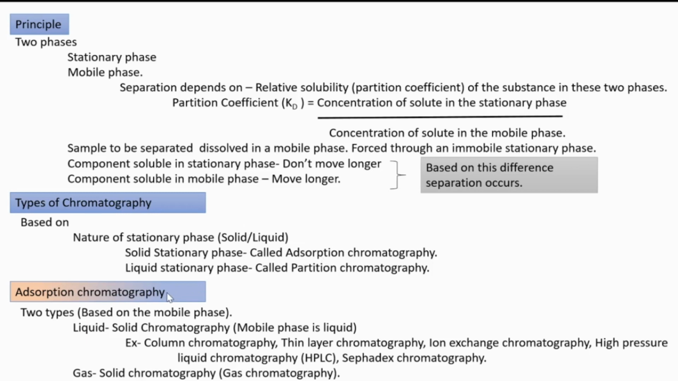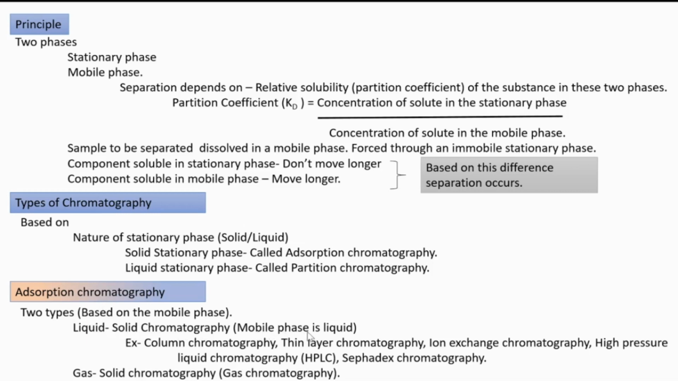Adsorption chromatography, again, we can divide into two types. Based on what? The stationary phase we already know: adsorption means the stationary phase is solid. Then what about the mobile phase? Depending on that difference, we can classify adsorption chromatography into liquid solid chromatography. That means here the stationary phase is solid and the mobile phase is liquid. That type of adsorption chromatography is called liquid solid chromatography.